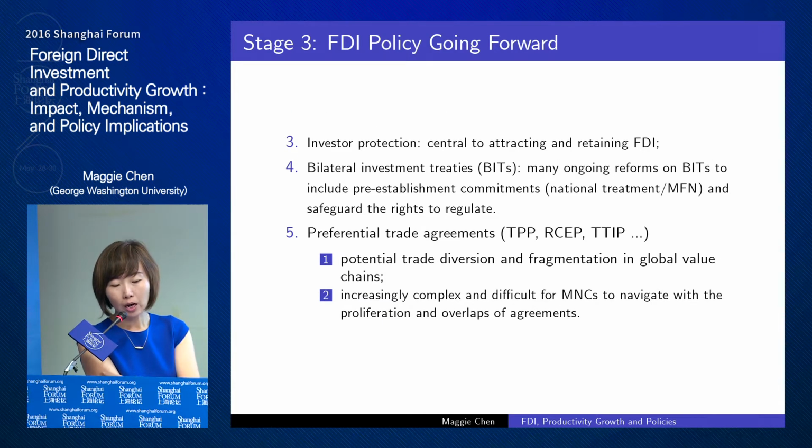And furthermore, I think as we all know, there are a lot of BITs being formed every year, and there are a lot of talks about the preferential trade agreements. And I want to point out, even though these agreements overall should promote FDI and trade, they also generate concerns to the multinational firms because it's becoming increasingly complex and difficult for multinational firms to navigate these overlapping trade agreements. And it's not clear how these agreements will actually affect China's FDI in the future because, as we know, TPP does not include China, and China is trying to negotiate RCEP. So we need to understand how these trade agreements will likely affect our trade and FDI going forward.